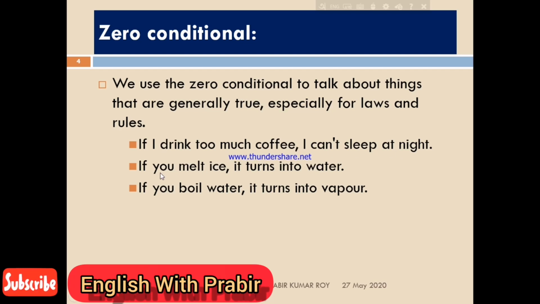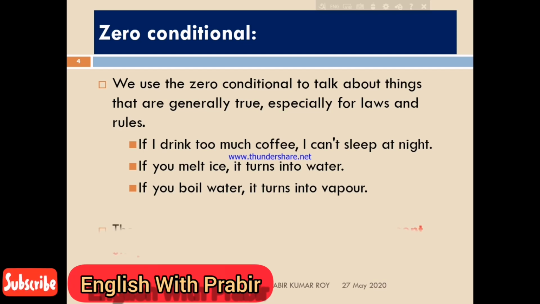Look at the second sentence. If you melt ice, it turns into water. If you melt ice, this is the subordinate clause. This is the condition. And the result is it turns into water. So in both these clauses, the tense is present simple. What I want to say is that in zero conditional, we deal with universal truths, things which are proven scientifically. In zero conditional, both the principal clause and the subordinate clause will be in simple present tense.